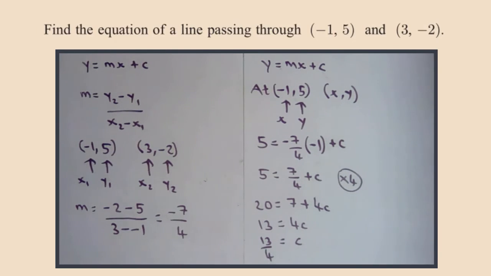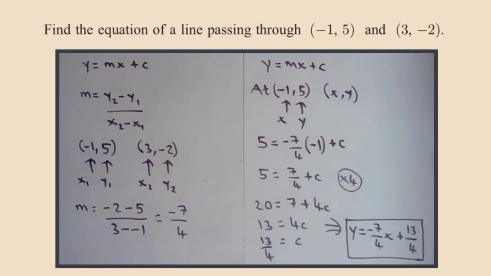Just divide by 4. So finally, and it's not a very pretty equation, but it is the equation. Remember, y equals mx plus c, so y equals m, -7 over 4, x plus c. c is positive, so plus 13 over 4. And that is it.